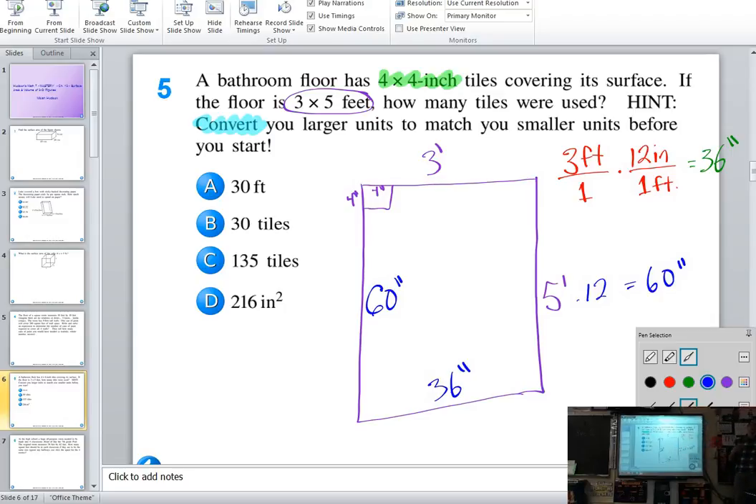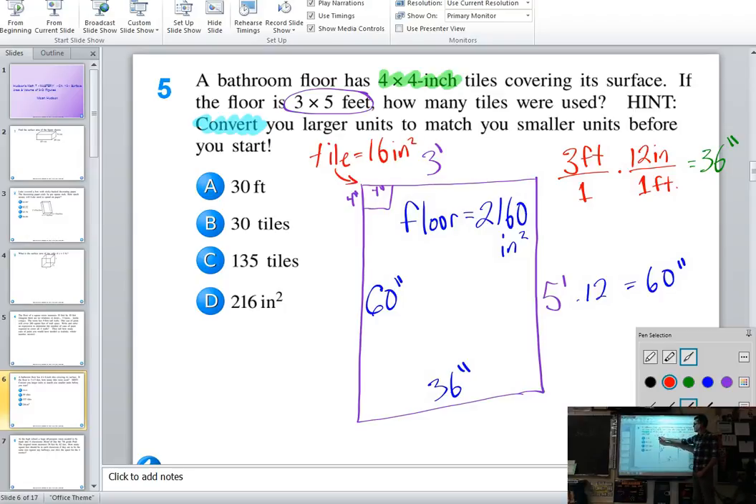There's a lot of ways we could solve this, but there's 2 main ways. You want to keep going, Carol? So next you want to find the area in inches of the whole entire thing. So you would multiply 36 by 60 and you get 2,160 inches. So the floor is going to equal 2,160 inches squared. And you know that the tiles are each 4 by 4, which is 16. So then the tile we notate is 16 inches squared. You would just divide 2,160 by 16, which is 135.